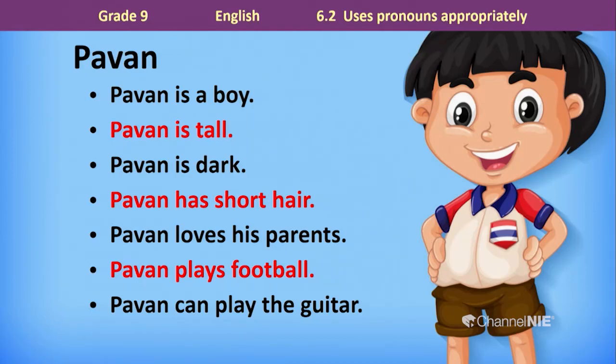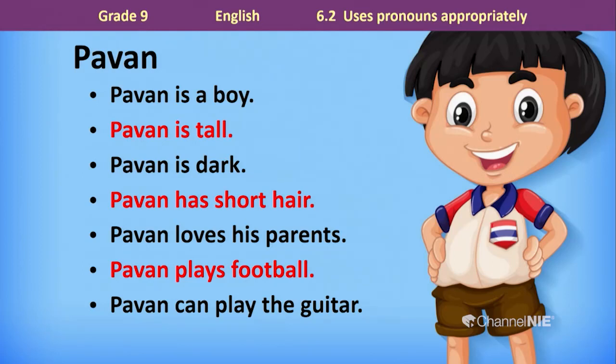Yeah, sure, let's see. This is Pawan, right? He's a cute boy. Pawan is a boy. Pawan is tall. Pawan is dark. Pawan has short hair. Pawan loves his parents. Pawan plays football. Pawan can play the guitar.